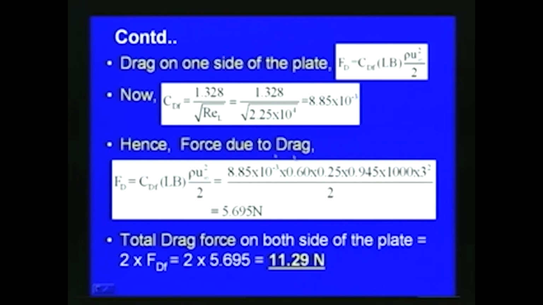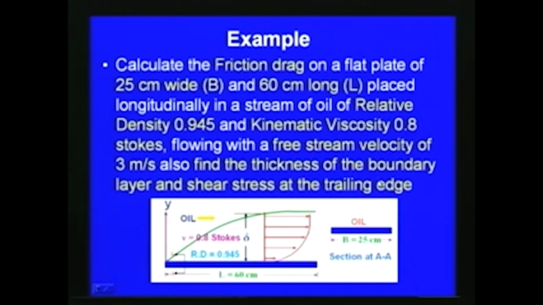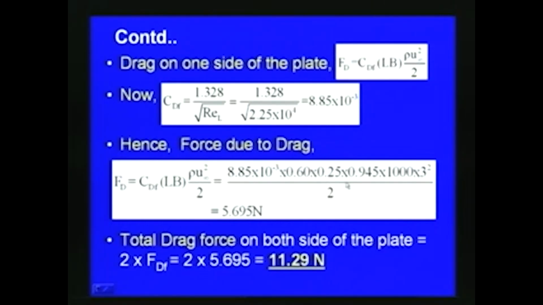And then the force due to drag we can calculate: F_D is equal to C_DF into area L into B into rho U infinity square by 2. So, this is equal to 8.85 into 10 to the power minus 3, which is the C_DF, into 0.6, L is 0.6, and B is 0.25 here, since B is 25 centimeters, into 0.945 into 1000 into 3 square by 2. So, this gives 5.695 Newton.